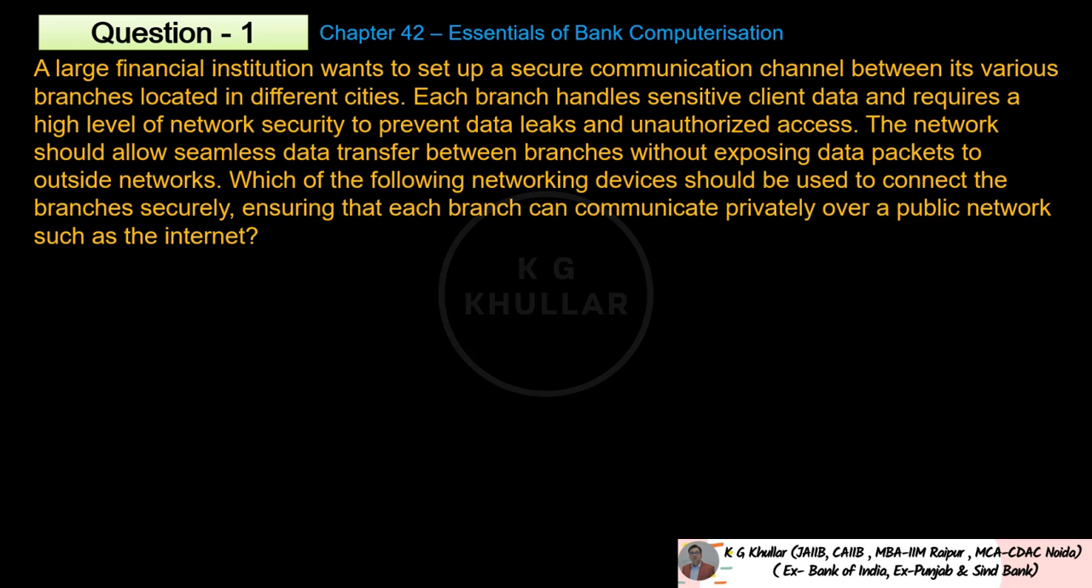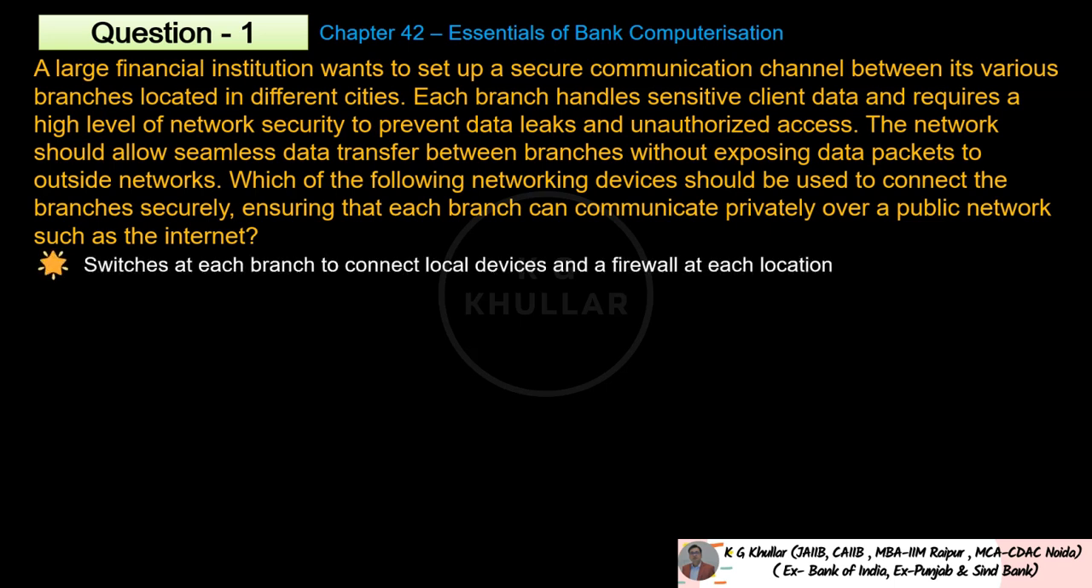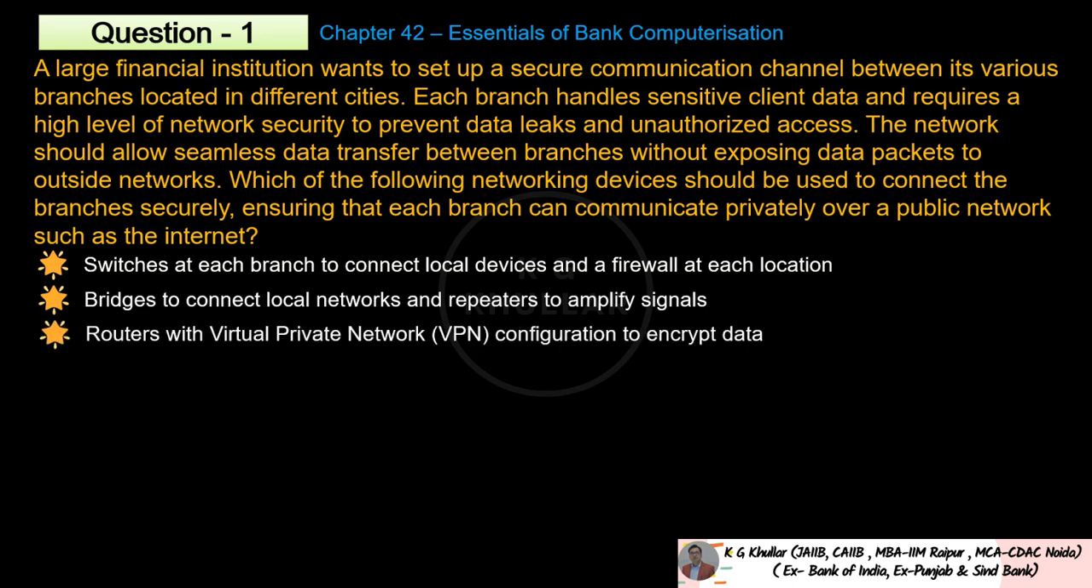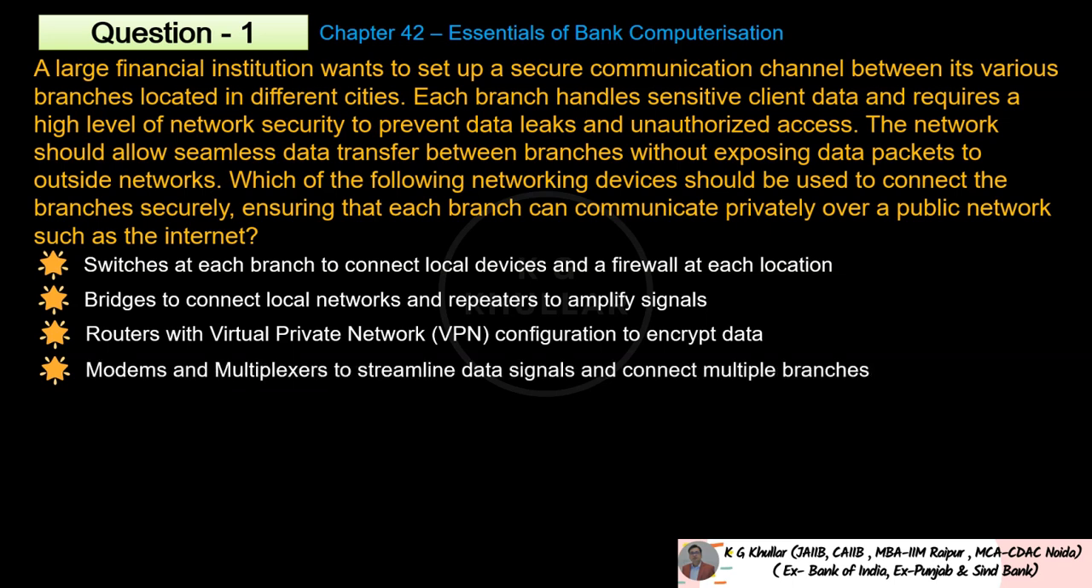And the answer choices given are these. That is, first one is switches at each branch to connect local devices and a firewall at each location. Then second option B is bridges to connect local networks and repeaters to amplify signals. Then third option C is routers with VPN, that is virtual private networks, configuration to encrypt data. And last option D is modems and multiplexers to streamline data signals and connect multiple branches.